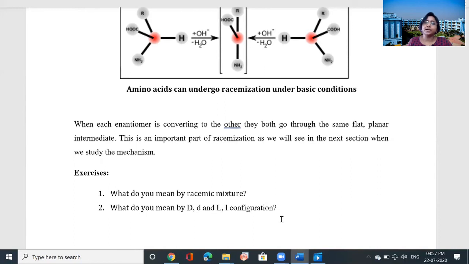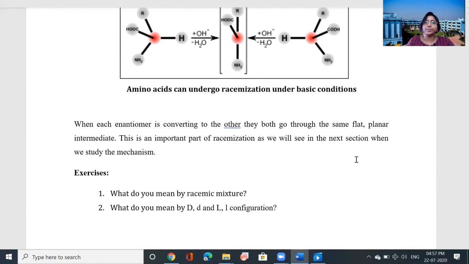Also, you have learned about optical activity, that if it can rotate the plane polarized light in clockwise direction, that is dextrorotatory. And if it can rotate in the anti-clockwise direction or left side direction, that is called levorotatory. So you have learned the optical activity also of the isomers.